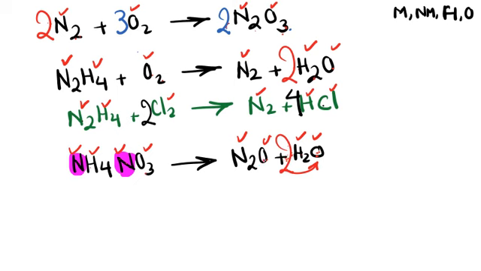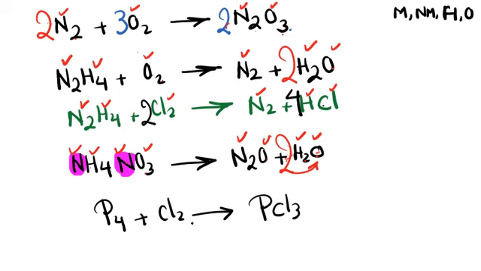And let me give you this one. P4 plus Cl2 gives PCl3. An easy example to work on. Number of non-metal: we don't have metals. 4 phosphorus, so we multiply by 4. Chlorine 2, 4 times 3, 12. So we multiply by 6. 6 times 2, 12. 4 times 3, 12. So double check: 4, 4, 12, 12.